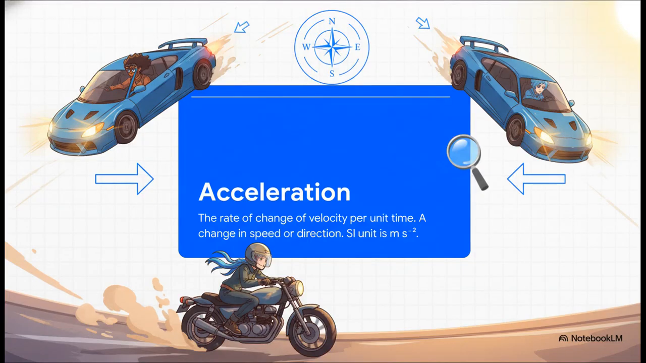Now, this is a big one, so listen closely. Most of us think acceleration just means speeding up, but in physics, it's any change in velocity. So yes, hitting the gas pedal is acceleration, but hitting the brakes is also a type of acceleration, just a negative one. And here's the really cool part. Because velocity includes direction, even turning a corner at a perfectly steady speed is a form of acceleration. Why? Because your direction is changing.